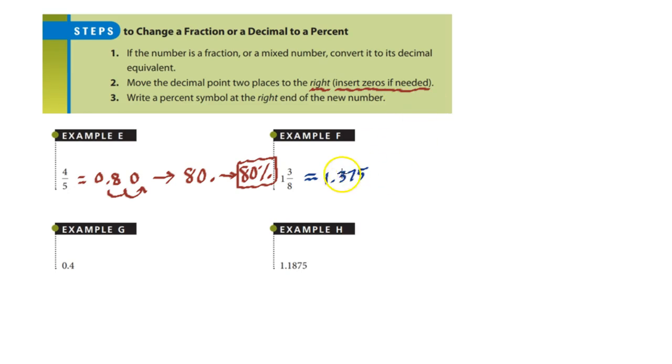And then now we're in step 2. We're going to move this decimal over 2 places. Notice we didn't move over a blank this time, so we don't have to insert any zeros. So this becomes, using an arrow again, 137. Now the arrow is pointing between the 7 and 5, so we want the decimal there. And now step 3: write a percentage symbol at the right end of the new number. So this is 137.5%.